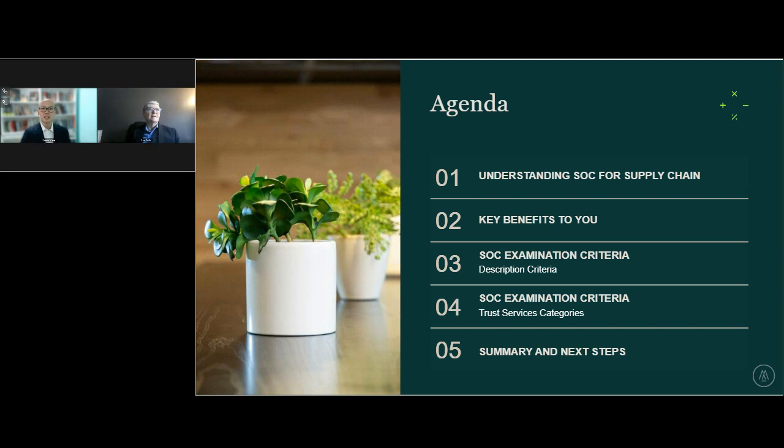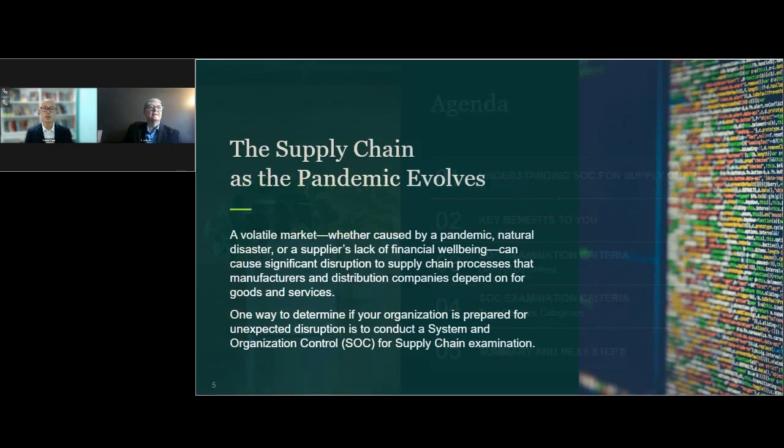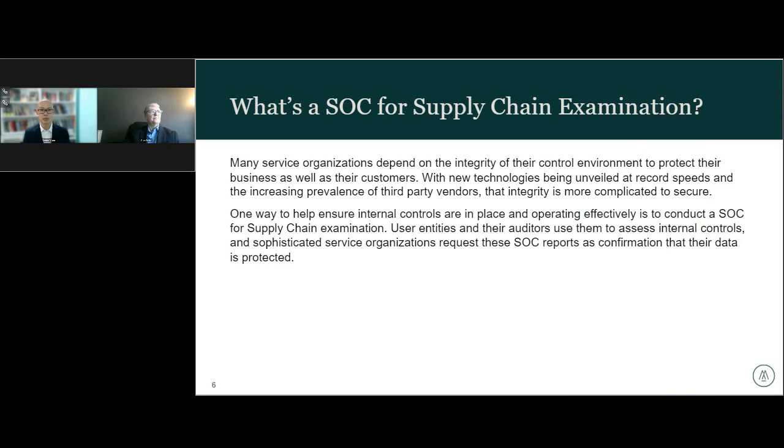So without further ado, I want to just jump right into really understanding some of the disruptions in the supply chain that you may have experienced for the past couple of years with COVID, the war with Russia and Ukraine, suppliers' lack of financial well-being, and other things. We want to make sure that we don't encounter some of these disruptions going forward. And so one of the things that we could look at is the SOC for supply chain examination.